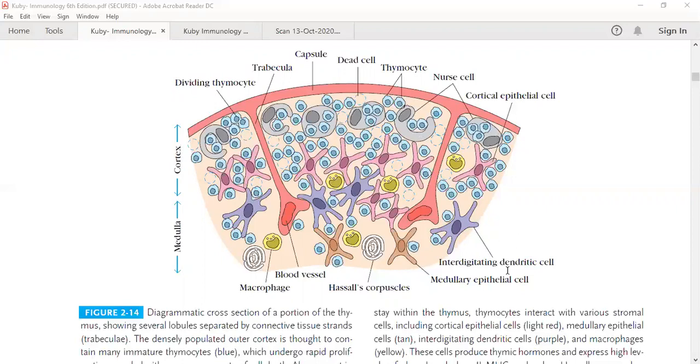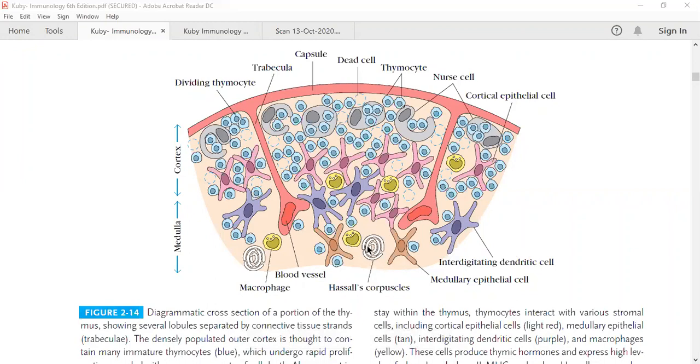All right, so these are dendritic cells, or you can call them IDCs, interdigitating dendritic cells. Then we have a very interesting structure also in this thymus, which are known as Hassall's corpuscles. What is the role of these Hassall's corpuscles? Actually, they are concentric rings.